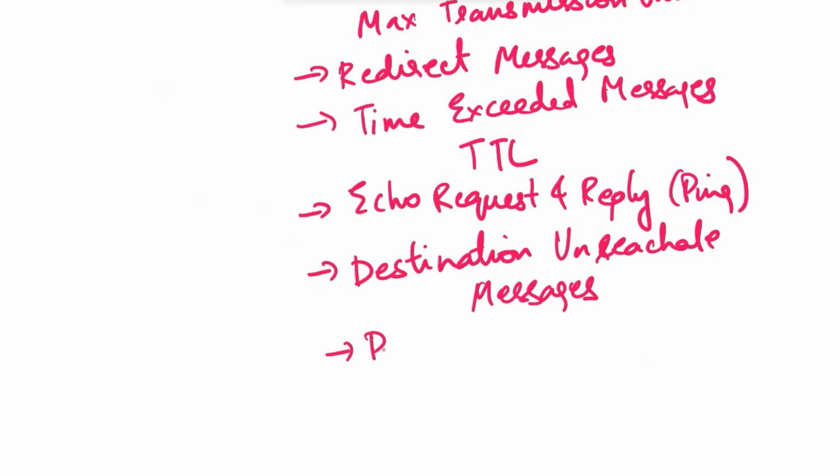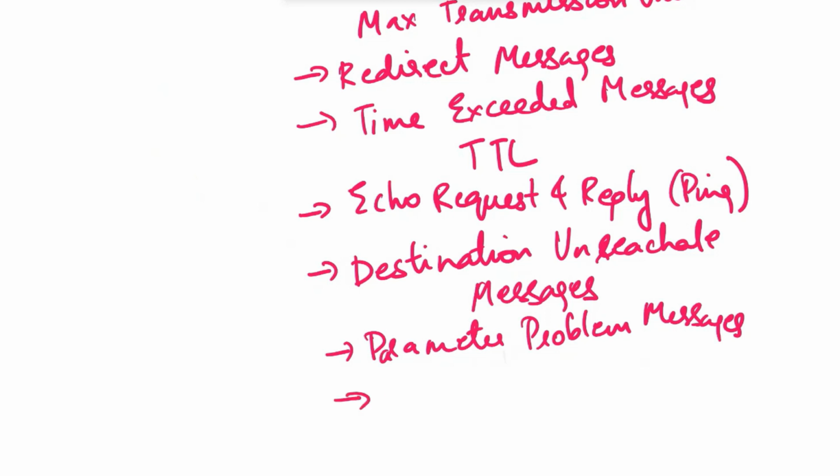Next one is parameter problem messages. These ICMP messages are sent when a router encounters an issue with the header of an IP packet, such as incorrect options or header length. These messages help diagnose and correct packet header errors.